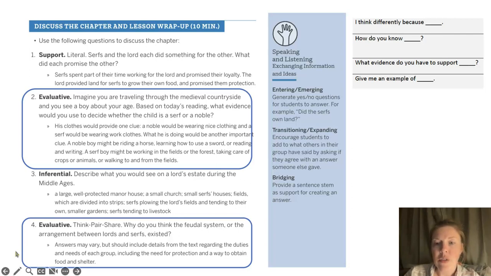If the discussion routine is strong in your classroom, this should be a time when all students are able to have a voice and feel confident discussing the text.